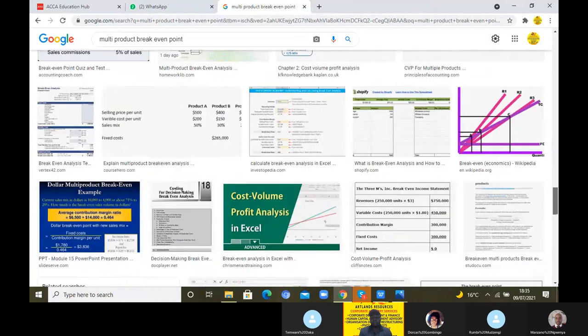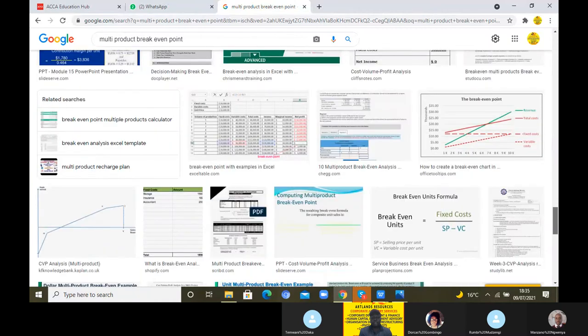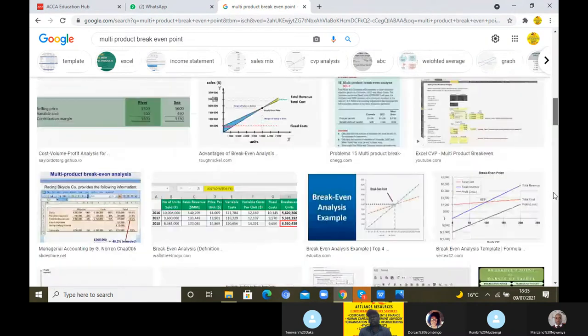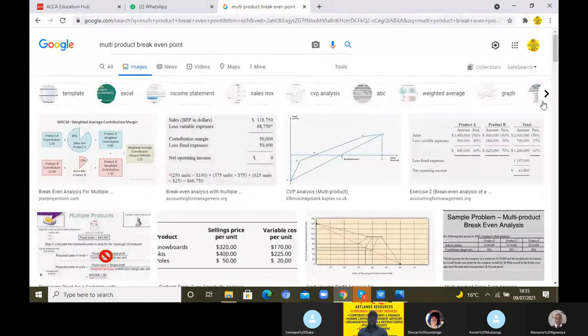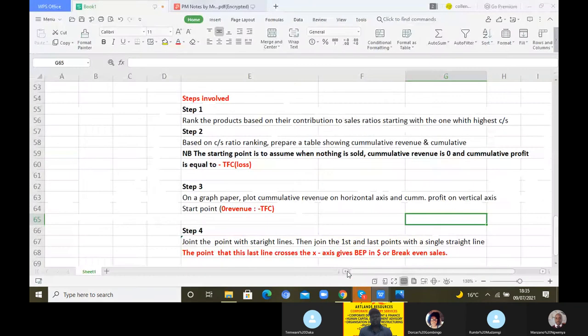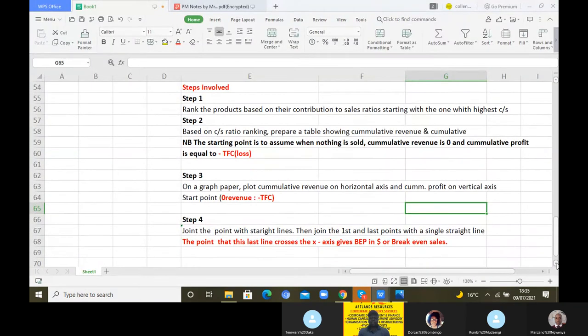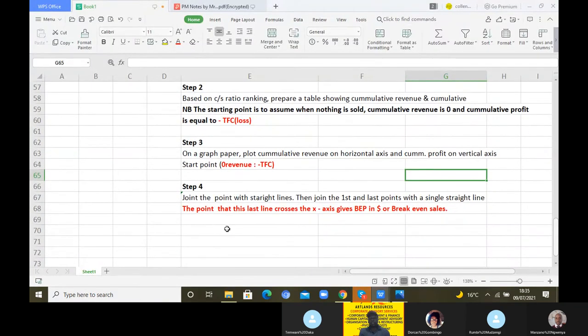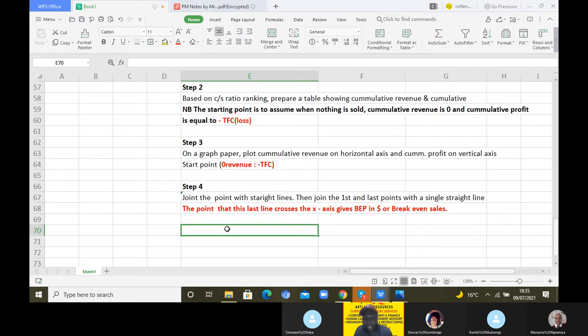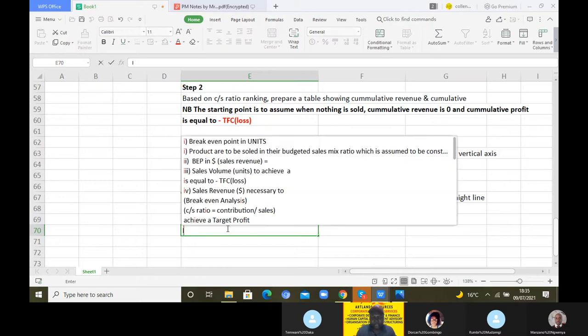So the diagram that I have already showed you captures everything that I wanted to show you on multi-product break-even chart. So what we then have to do now is to do questions. Let us do questions. The CVP analysis is done, and you can see we have just spent 3 hours and we need three topics. So it is well within reach if we can pay attention. So let us have illustrations.